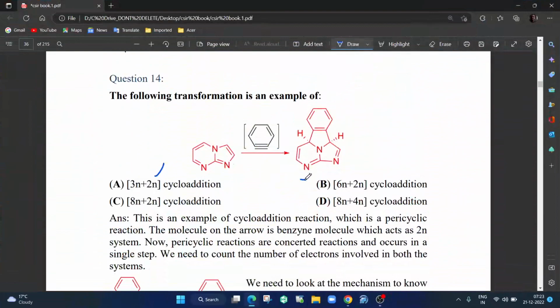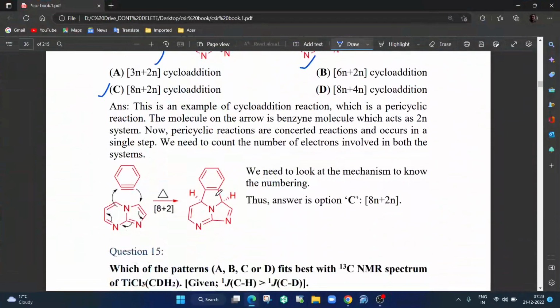D we can remove. Then it attacks here. So this is a very simple reaction. You can look here. This comes here. This comes here. This comes here. Since 8 electrons are involved, it is 8 plus 2. So the answer is option C, 8n plus 2n.